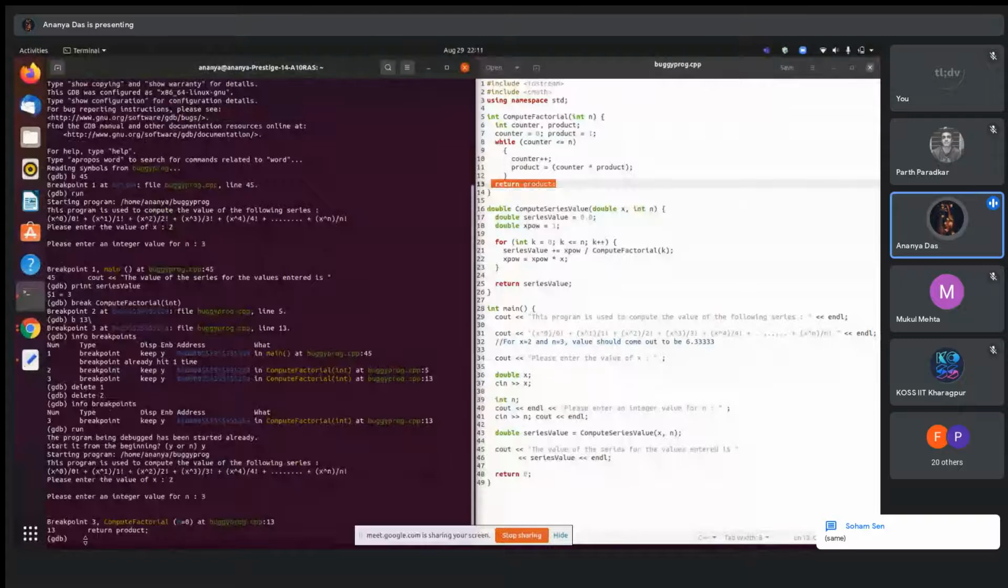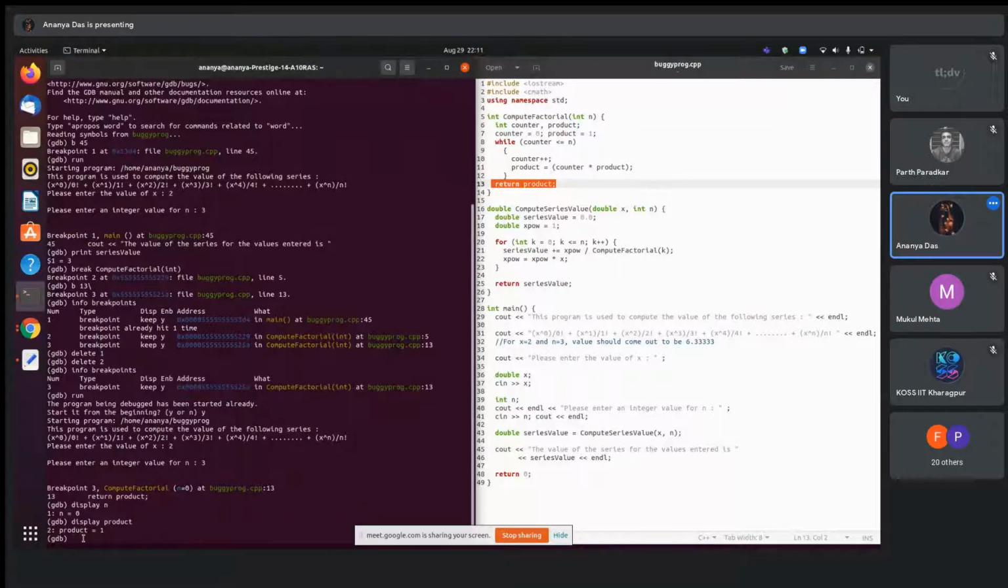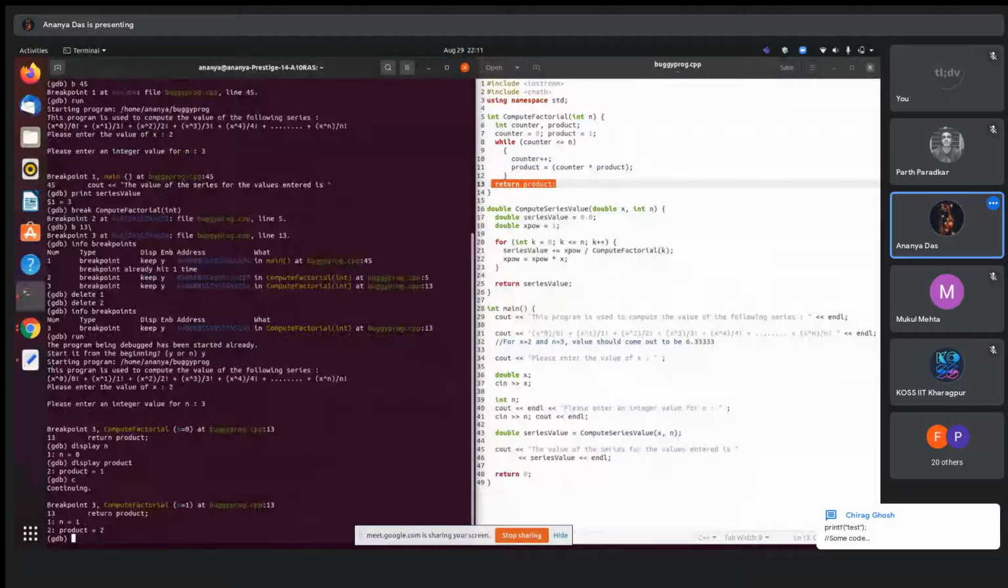So it is now stopped at the breakpoint at line number 13. Here I would like to display the value of n, which comes out to be 0, and display the value of product, so that I can verify if product is n factorial or not. So 0 factorial is 1, it works here. Then I will continue again. So here something is wrong. It's coming out that 1 factorial is 2.